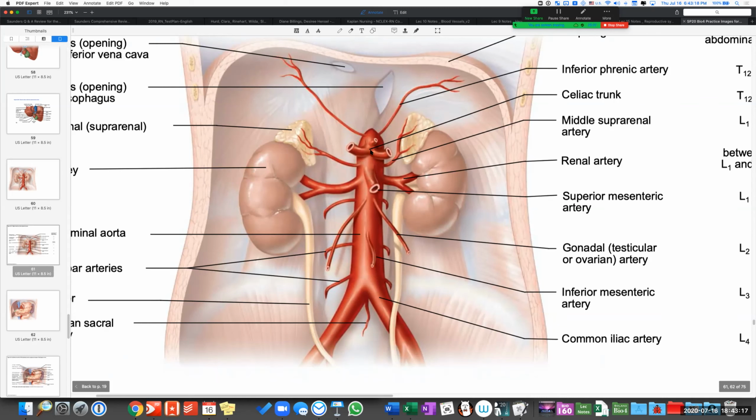Here we have the celiac trunk, which supplies the foregut. And then we have the superior mesenteric artery, SMA, which supplies the midgut. And then the IMA, the inferior mesenteric artery, supplies the hindgut. So these three are major blood vessels that supply your digestive tract.